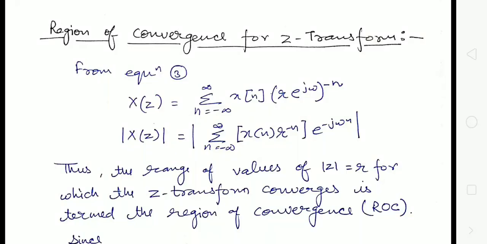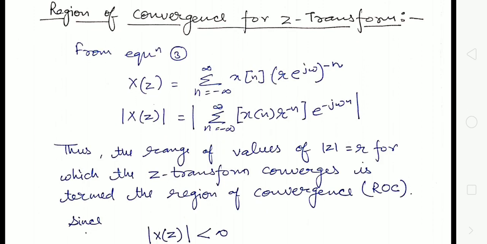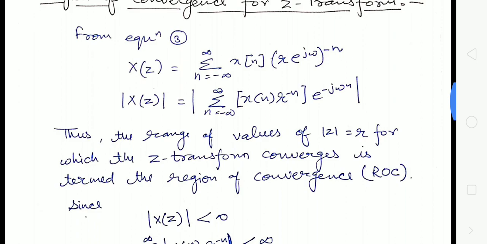Dear student, in this video we are going to discuss region of convergence for Z transformation. As we have already discussed in the last lecture, X(z) is equal to summation n is equal to minus infinity to infinity x(n) z raised to the power minus n. In this equation we have put z is equal to r into e raised to the power j omega.